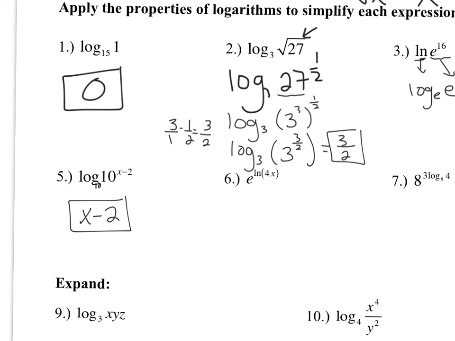In problem number 6, again, in the exponent, I'm just going to rewrite the natural log, that ln, as a log base e. And then the 4x I'm just going to carry down next to that. So now, again, this is property number 4, that same property that we just used. I think it was problem number 4. So you have a base of e in the exponent, so your answer is just 4x.